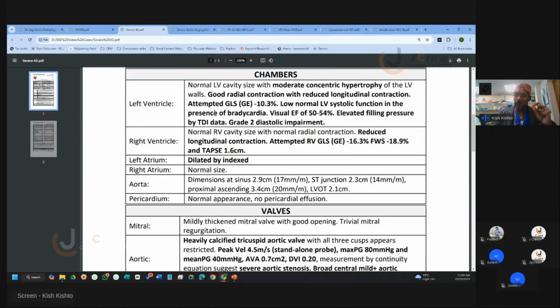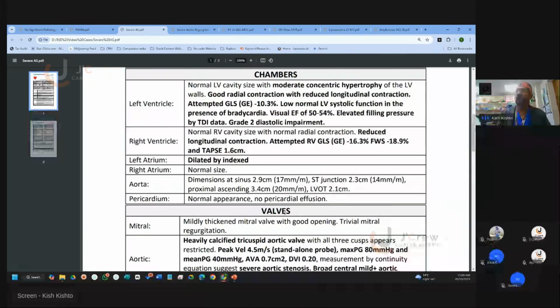This is backed up by my visual assessment and also by my GLS. So, low normal LV systolic function in the presence of bradycardia. I said the LV function is low because, in the presence of bradycardia, I know the heart rate is going slow. So in the context of the slow heart rate, that's the LV function. Maybe if the heart rate was better, we could have a better LV function. So it does all depend.